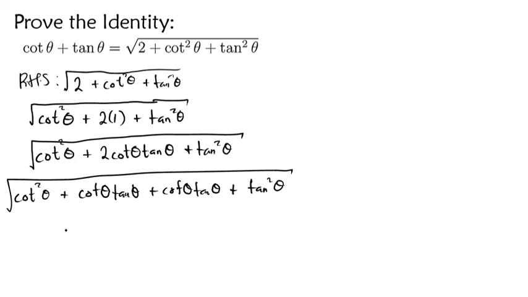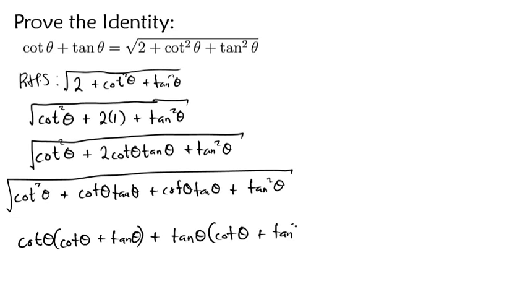So now, for the first two terms, let's factor out cot. If I factor out cot, what remains will be cot plus tan. Because remember, I factored out the cot. Then for the other two terms, we can factor out tan. If I factor out tan, what remains will be cot plus tan, because tan is squared there, so it's just tan, not tan square. Okay, still in a square root.